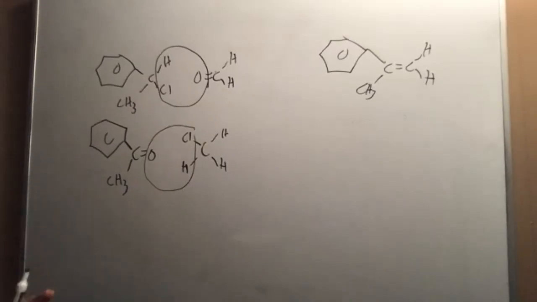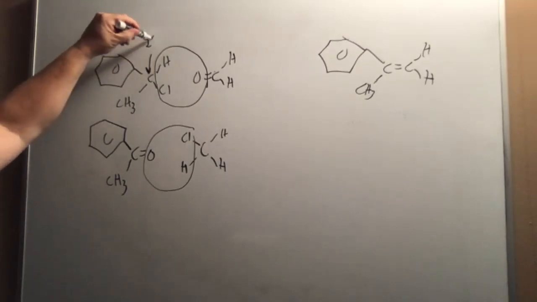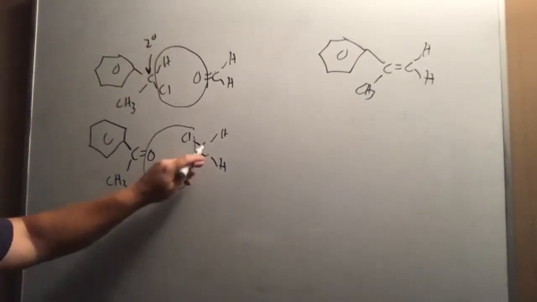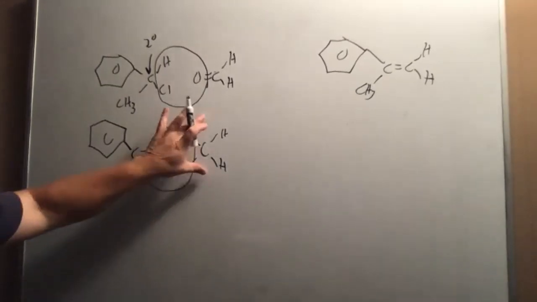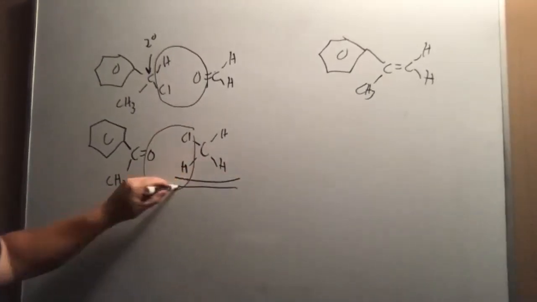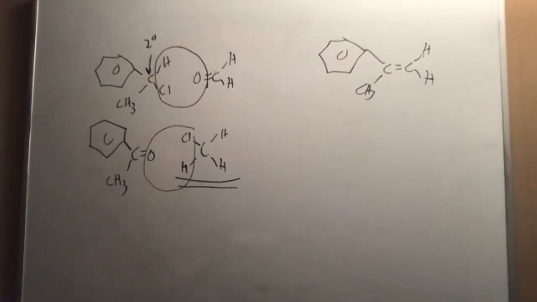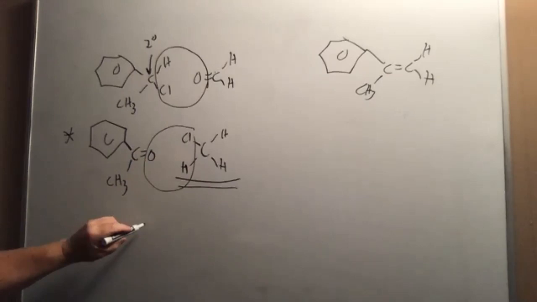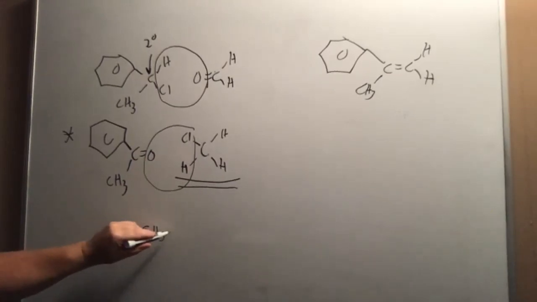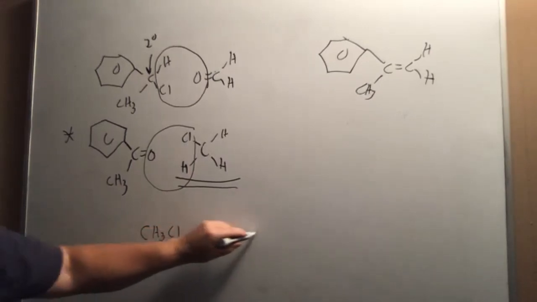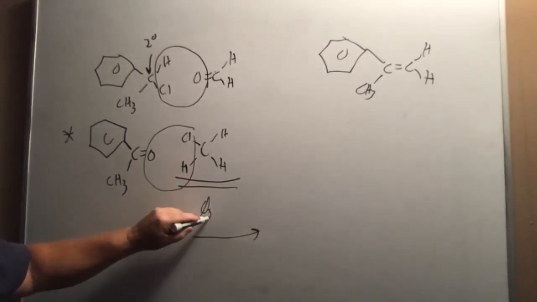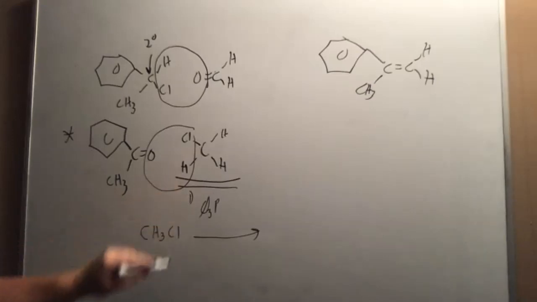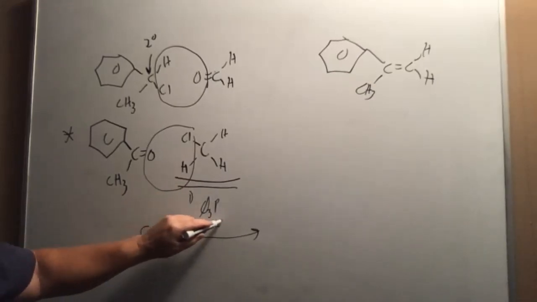Now I have to ask myself, which one of these is better? Notice this is a secondary alkyl halide. This is a methyl alkyl halide. It's least substituted. This one is going to be the best one for the SN2 reaction. So I now know that this is my reaction. So if I were to give you this on the test, I would expect you to say CH3Cl. Step 1 is going to be what? The triphenylphosphine. Step 2 is going to be the n-butyllithium.